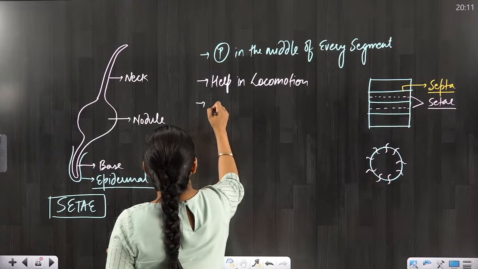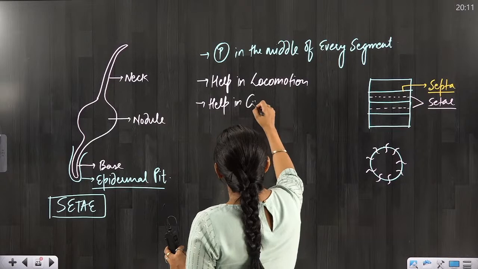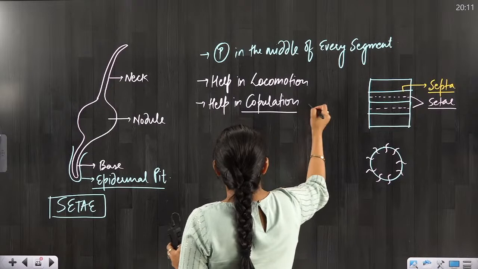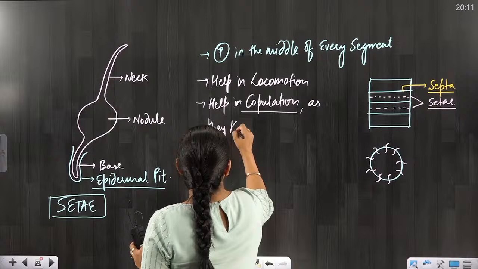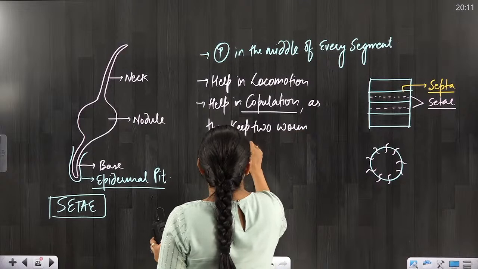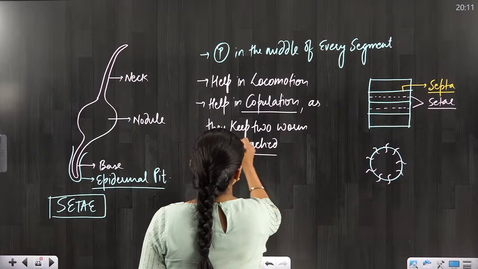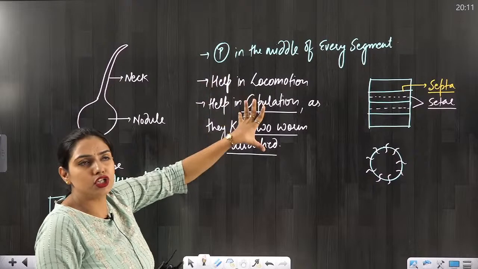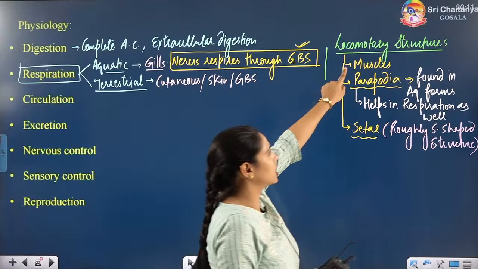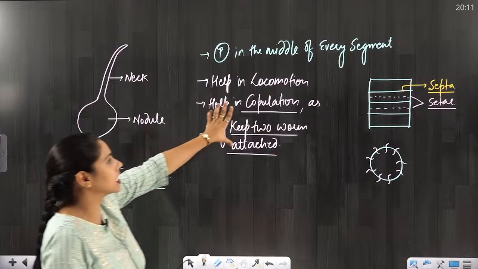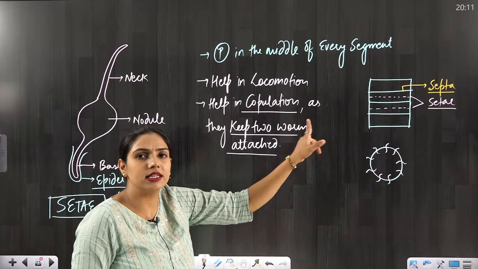As well as they also help in copulation. How do they help in copulation? They help to keep two worms attached during copulation. So this is the additional function of the setae. Alright. So I have told you locomotory structures: muscles, parapodia and setae, and I have talked a little bit about the setae. They help in copulation, they help in locomotion, and they are present in the form of a ring. So there is a ring of setae.